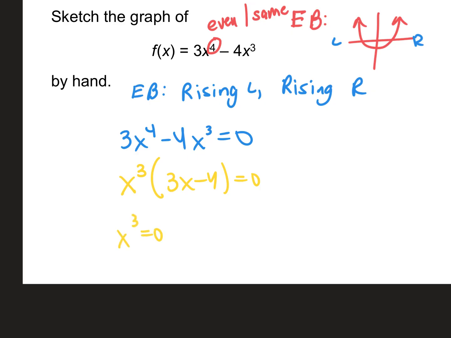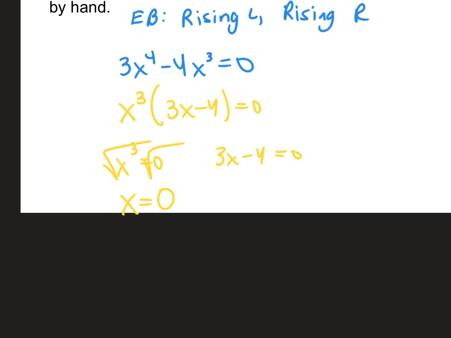So x cubed equals 0. 3x minus 4 equals 0. So when you take the cube root, guys, what number times itself 3 times gives me 0? 0. How many times do you have x equals 0? 3 times, right? Is there multiplicity? Yeah. Your multiplicity would be 3 times.